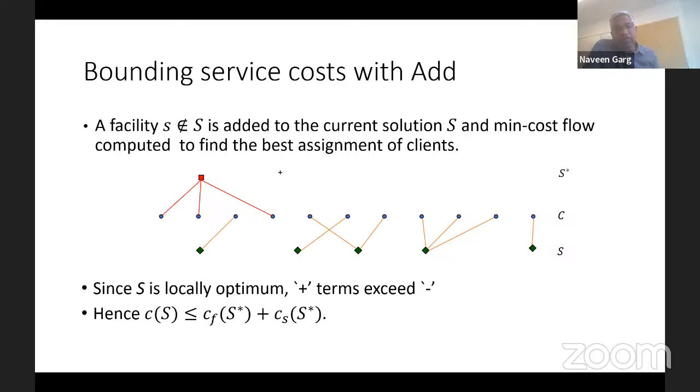So this, of course, causes a change in the service cost. And what is the change in the service cost? The red arcs at the top, I'm going to be counting those distances, and I'm going to be removing the distances. So the new cost minus the old cost will have the red arcs with a plus and the orange arcs at the bottom with a minus.